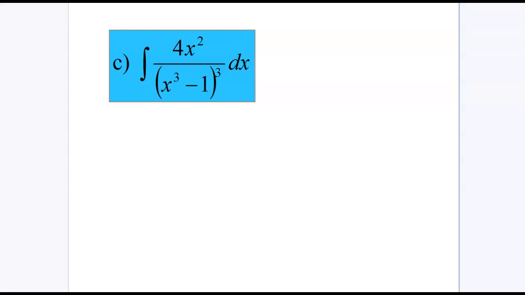Okay, our next example, again, I'm going to let u be this part. So I'm letting u equal x cubed minus 1. Du is going to be 3x squared dx. Well, notice I don't have a 3x squared dx. I have a 4x squared dx I want to get rid of.